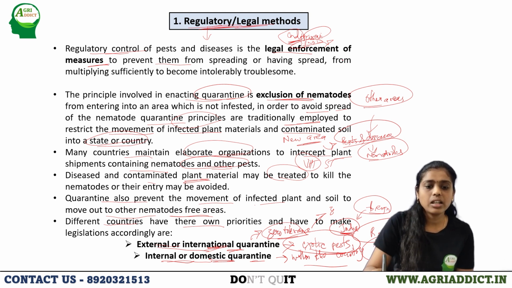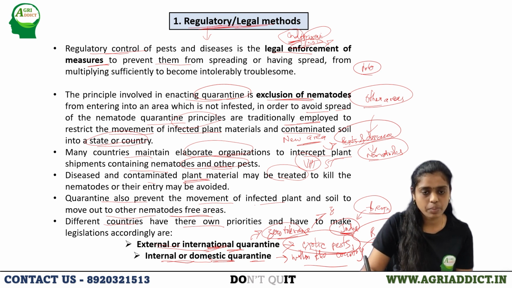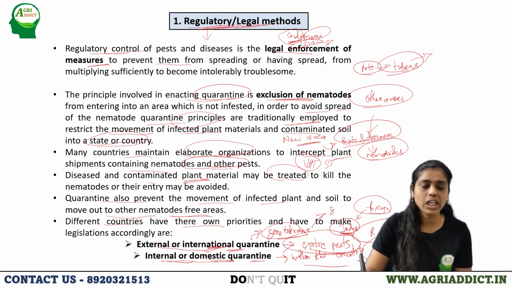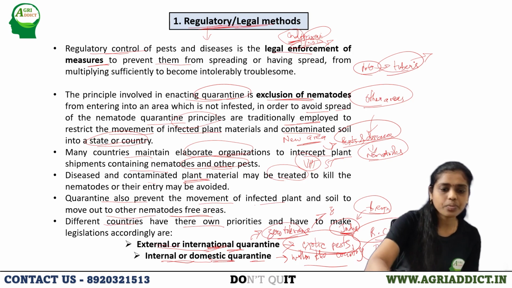For example, the Nilgiris is very prone to potato cyst nematode, that is Globodera rostochiensis. From the Nilgiri area, that is from Tamil Nadu, there is a restriction on the movement of tubers, that is potato tubers, from the Nilgiri area to other states of our country. Like this, prevention can be made within the country.